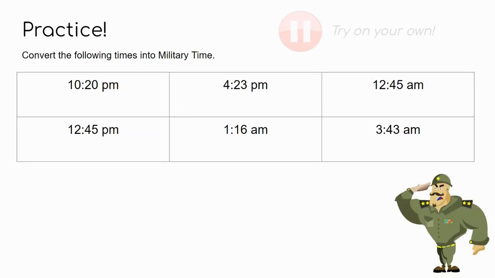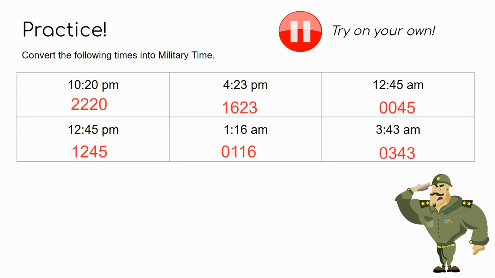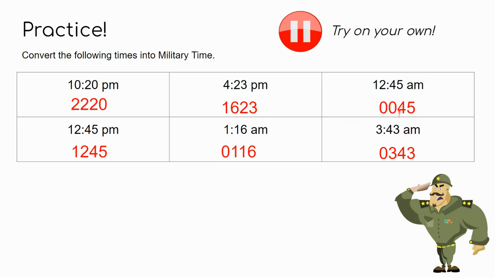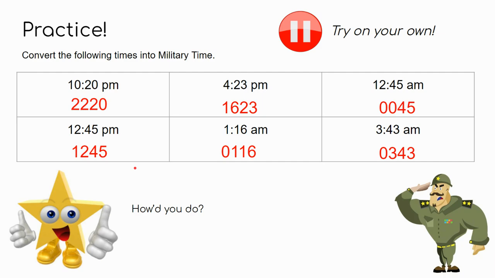Try these 6. Here we go. How'd you do? 10:20 p.m. That's 22, 23, 24. That's 4 hours after noon. 16. 12:45 a.m. 0045. 12:45 p.m. 12:45. What did you do?